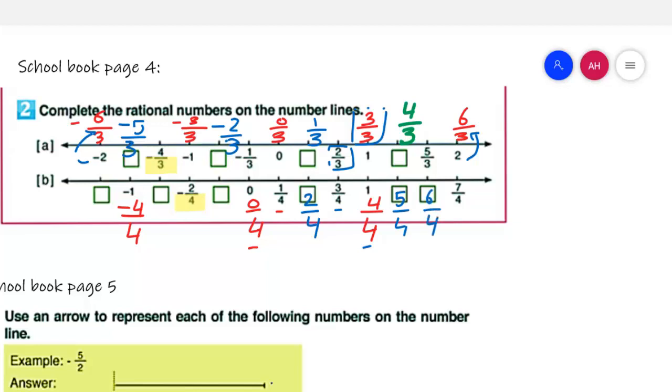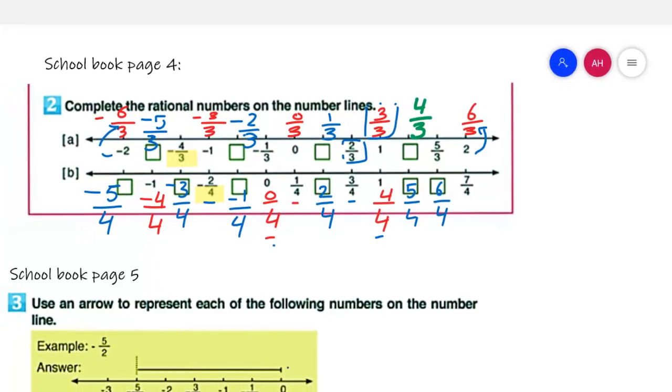Let's go now to the negative direction. 0 over 4, then I'm going to have negative 1 over 4. Negative 2 over 4, the next one is negative 3 over 4. And then I will have negative 4 over 4. The last missing rational number is negative 5 over 4. I would like you to pause the video and copy this number line in question number 2 in your school book and then come back to complete.